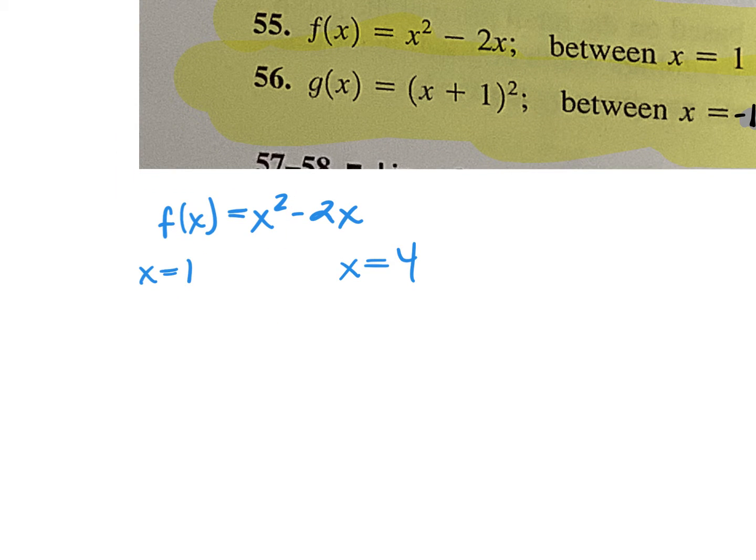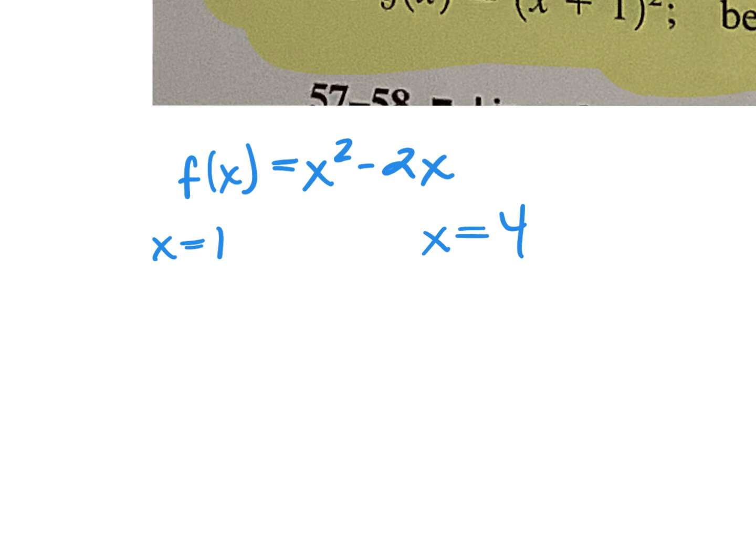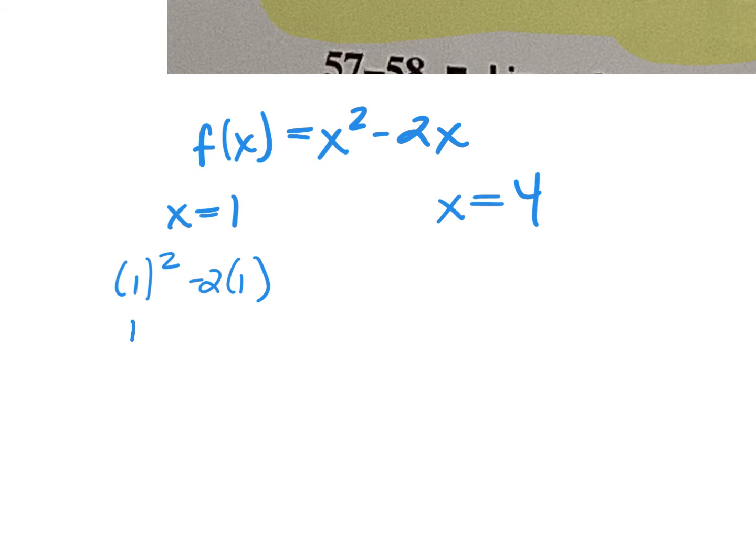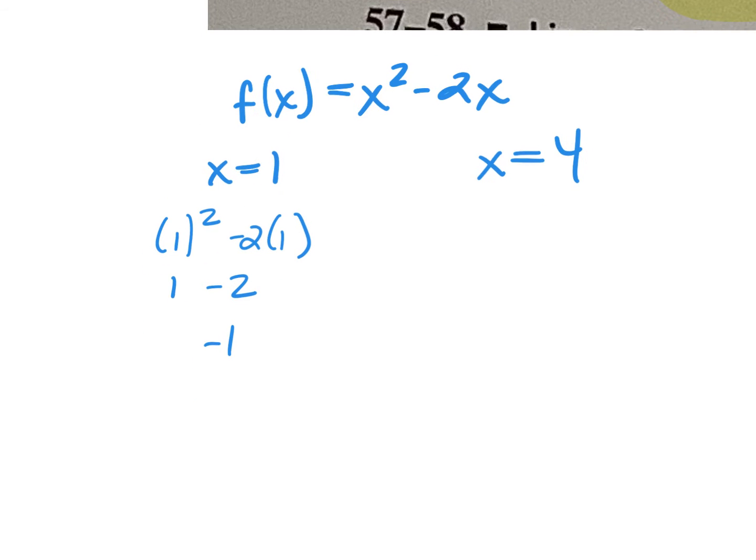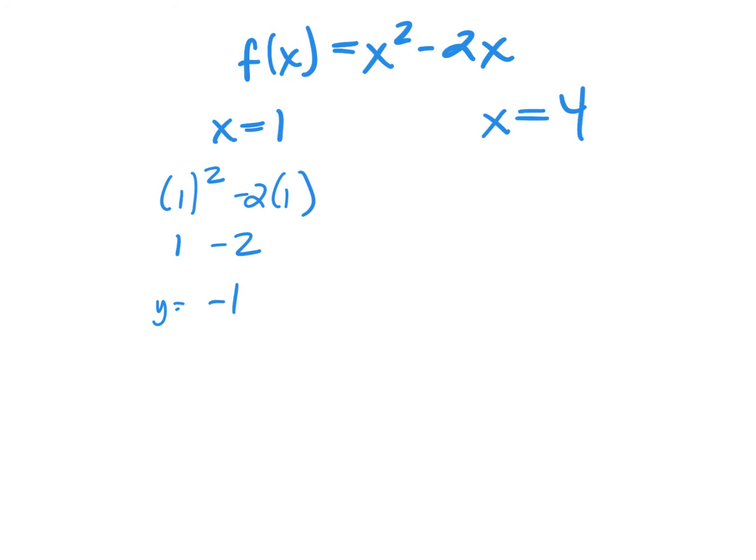Everybody with me? So what do I do first? I have to find these two ordered pairs. How would I find them? I'm going to plug in. So I'm going to evaluate. I'm going to say 1 squared minus 2 times 1. What's 1 squared? Minus 2 is? So 1 minus 2, so I get negative 1. So when I plug in x equals 1, I get out y equals negative 1. So this point here is 1 comma negative 1.